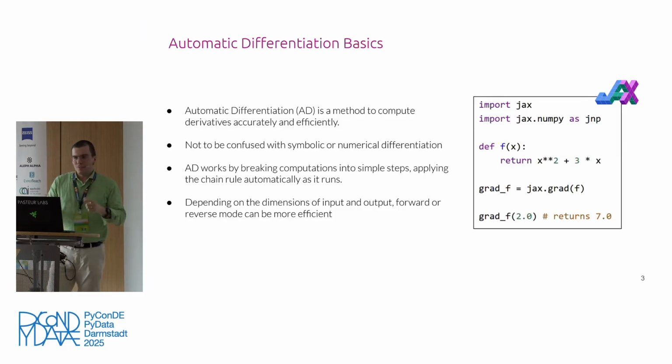Instead, AD works in a funny way, which we will see in the next slide, but basically you break up the computation into simple steps and then apply the chain rule automatically as this thing runs. And there are, let's say, two main flavors of automatic differentiation. The one that probably a lot of people here are familiar with is reverse mode, because if you think about how a neural network works, you first go from the weights of the network and the inputs of the network to the output of the network, and then to calculate the gradients, you backpropagate.